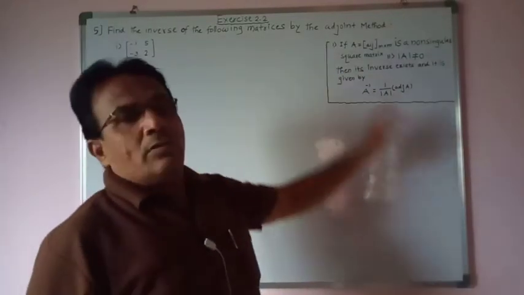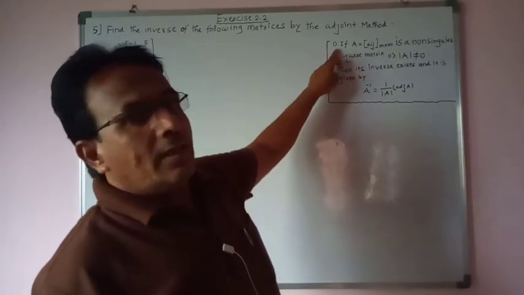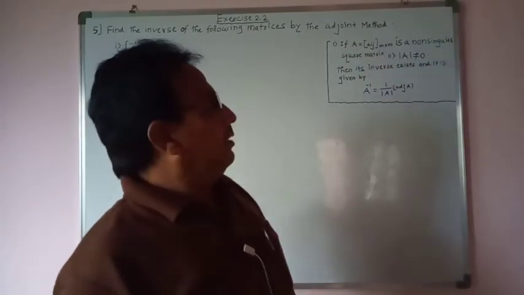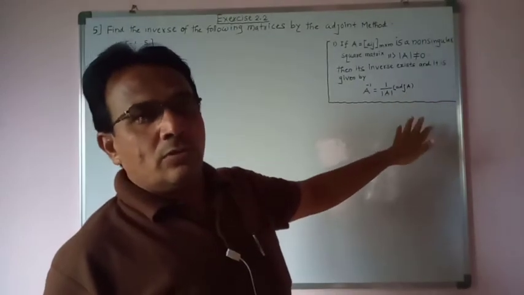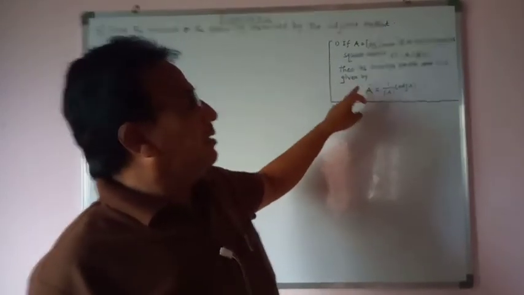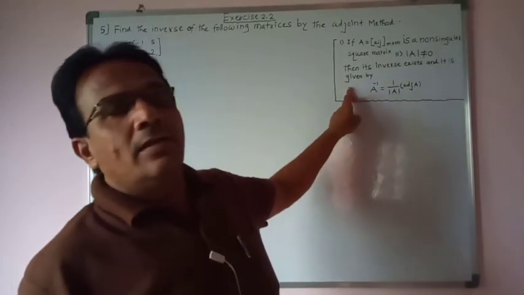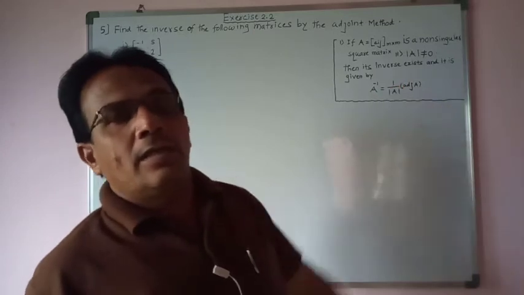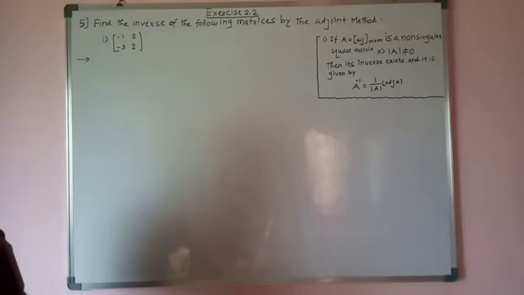What is the adjoint method? Firstly, if A is a non-singular square matrix, and the second condition is that determinant is not equal to 0, then its inverse exists and it is given by A inverse equal to 1 by determinant A into adjoint A. Okay.